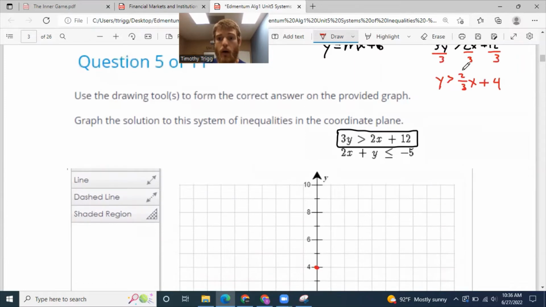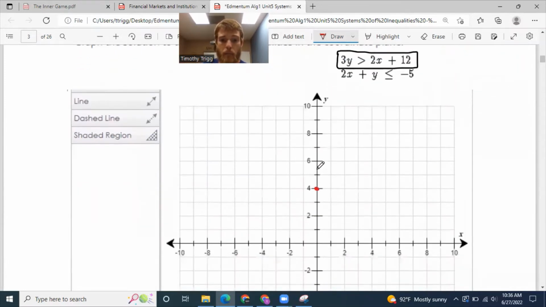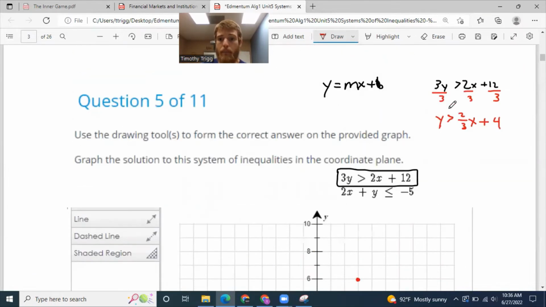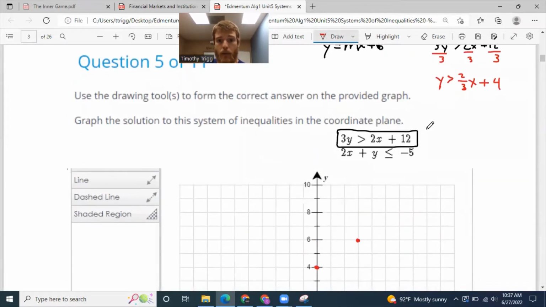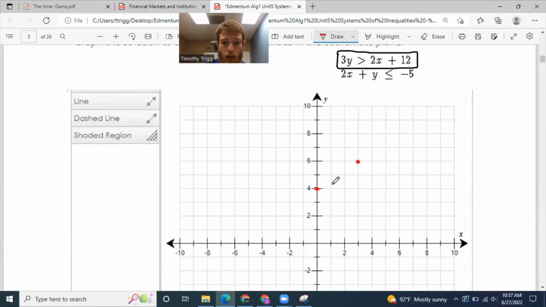Then from there, we go up 2 over 3, because that's our slope, 2/3. That's like that. Now, in this case, will this be a solid line or a dashed line? Well, remember, since it's strictly greater than, it should be a dashed line, okay? So it should look something like this.